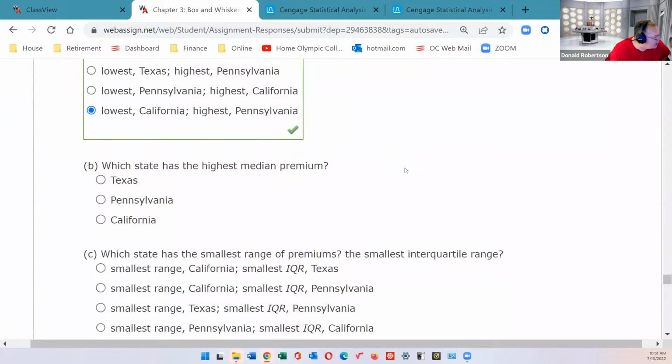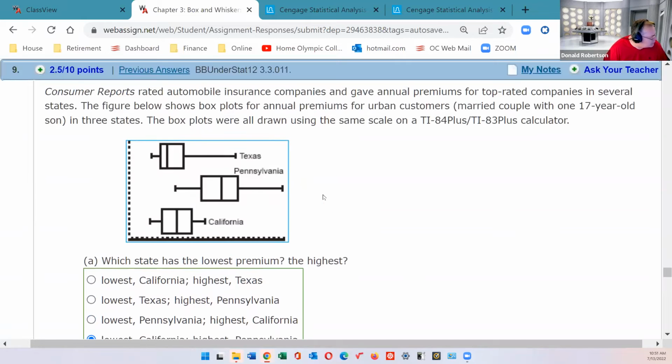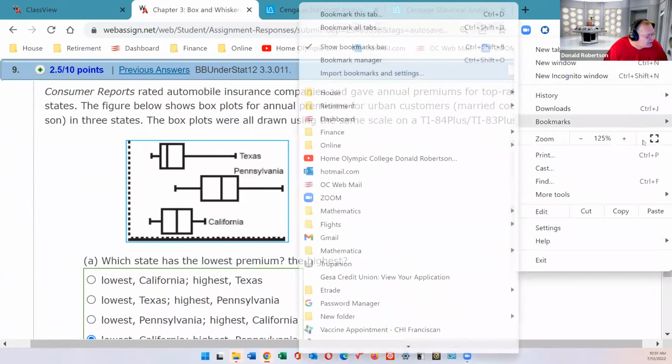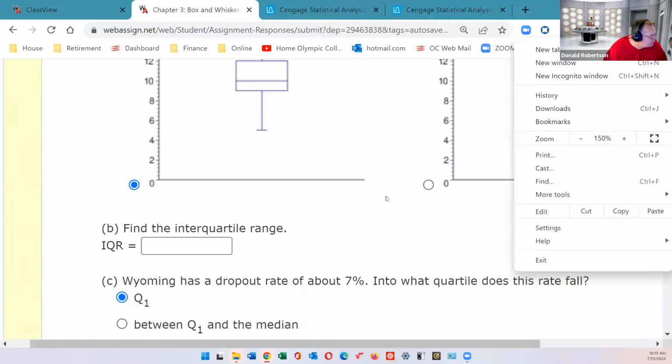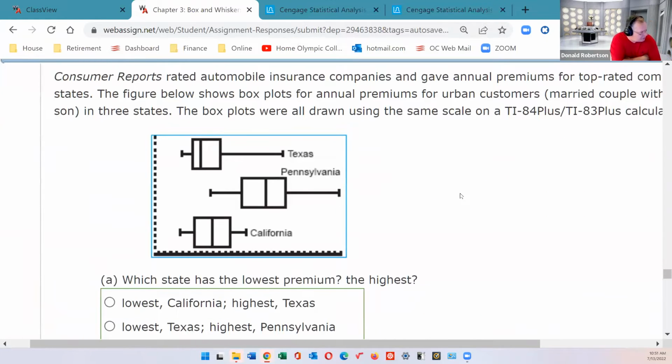Which state has the highest median? Ah, okay, that's a good word. If you look at these, isn't it Pennsylvania? Now, I'm not answering any more of their questions. I want to answer my questions. I'm looking at this data and I'm thinking, what does that tell me? Because I think it's telling me something quite interesting.